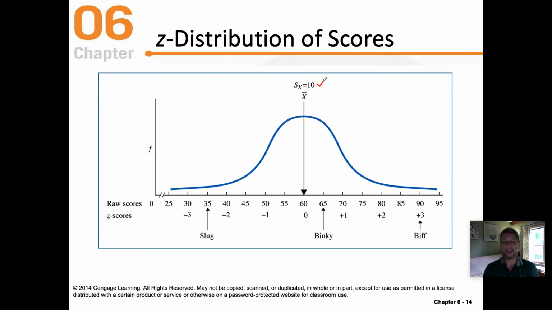So what does that mean? Well, one standard deviation below the mean would be 50, right? Because the mean is 60, minus 10 is 50. And that puts us right here, okay? And so a raw score of 50, because it's one standard deviation below the mean, has a z-score value of -1. Now, on the other hand, if we go one standard deviation above the mean, then we have a score of 70, right? Because 60 plus 10 is 70, all right? And so that means that a raw score of 70 would correlate with a z-score of +1.